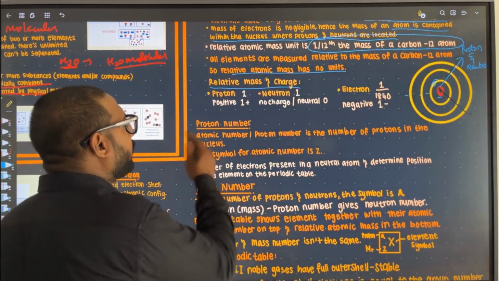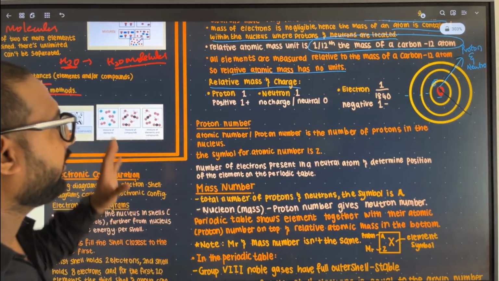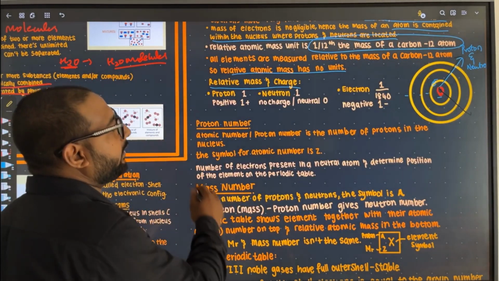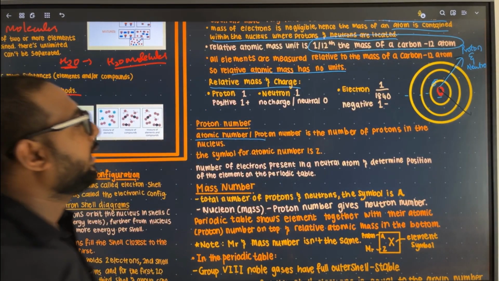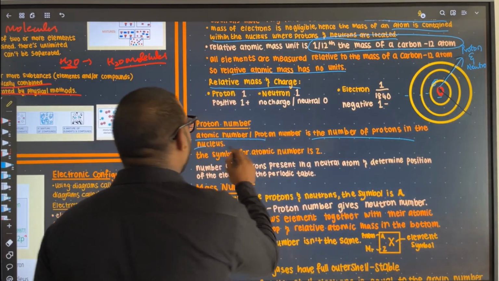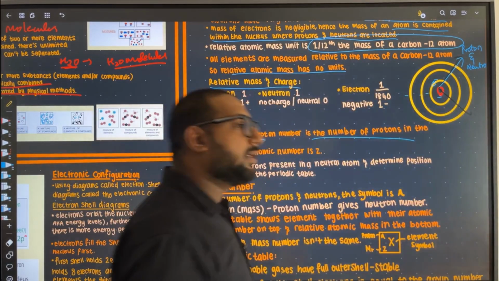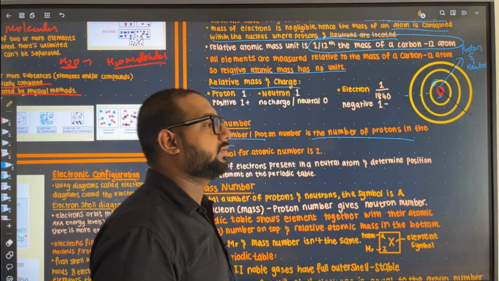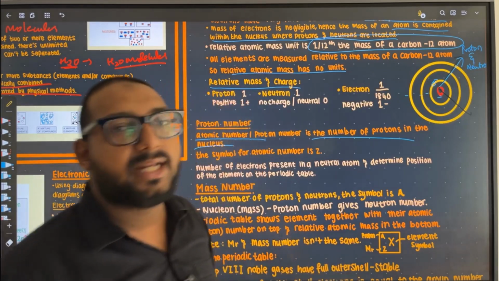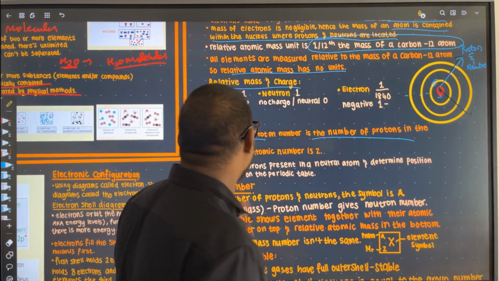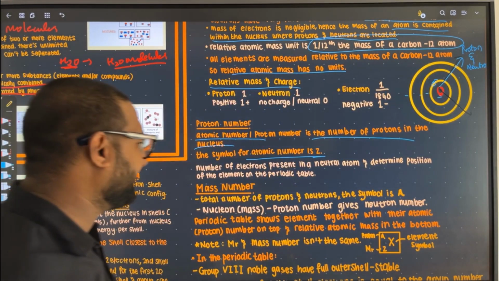Yeah. So the proton number. These two are very important, proton number and the mass number. ये proton number क्या है? Proton number can also be called as atomic number. It is the number of protons in the nucleus. Okay. So जैसा मैंने कहा था कि this is nucleus, right? So this nucleus will have number of protons, right? So the number of protons in the nucleus is called as proton number. It can also be called as atomic number. The symbol for atomic number is Z.